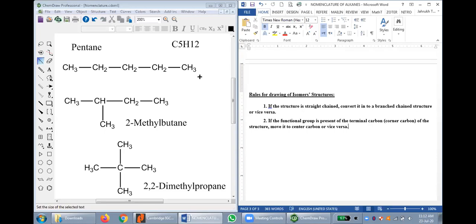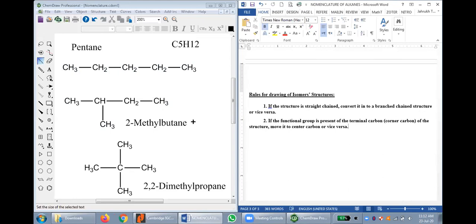So what we are doing here is already acting upon rule number 1. Take a look. If the structure is a straight chain, this pentane is a straight chain structure. It has only one chain. It has no branches. If the structure has no branches, it is known as a straight chain structure. Then you can convert it into a branch chain structure, right? So if we convert this pentane into 2-methylbutane, we made an isomer of the structure.